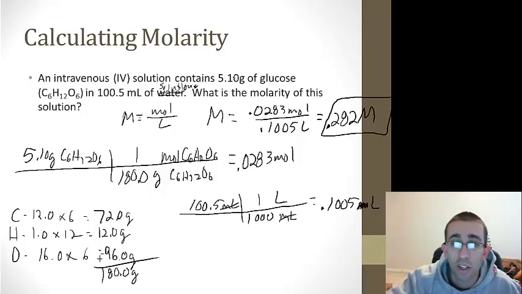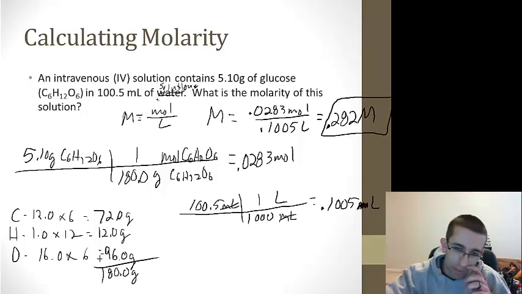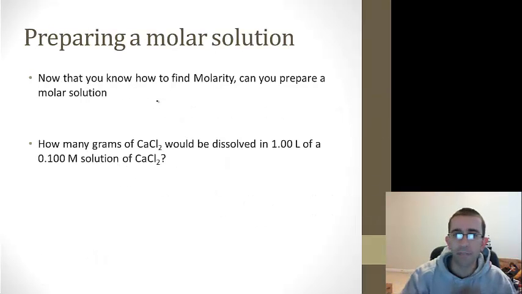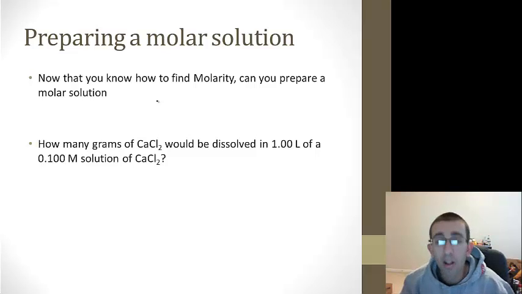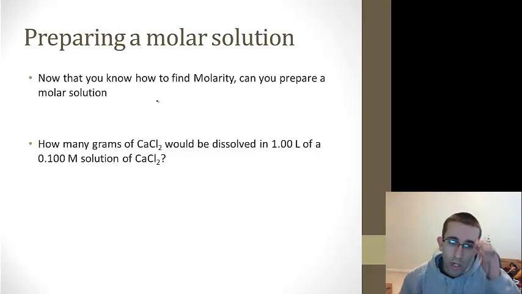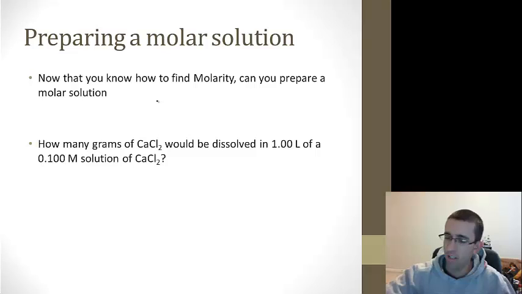Now, I went ahead and started you off with a sort of difficult one. Sometimes I'll just give you moles and liters and you just plug it in. But you need to know this formula. So molarity equals moles divided by liters. Using the same equation, different kind of question though. You will have to prepare a solution for molarity. How many grams of CaCl2, calcium chloride, would be dissolved in 1.0 liters of a 0.100 molar solution of calcium chloride? How many grams?